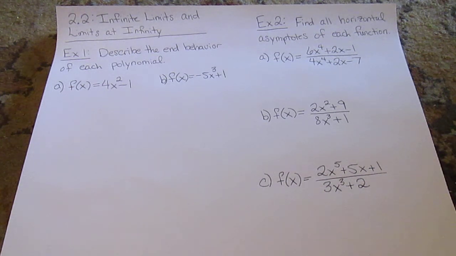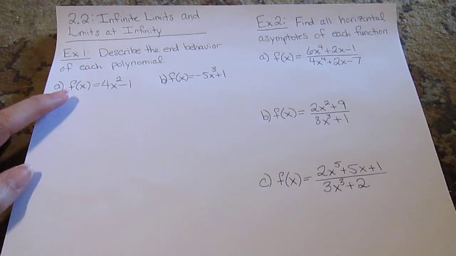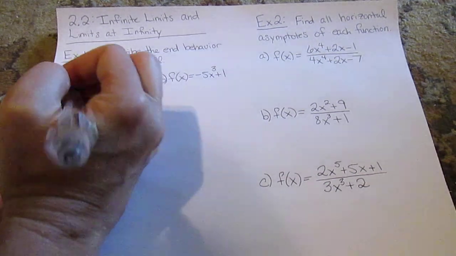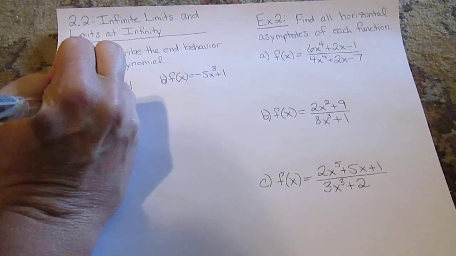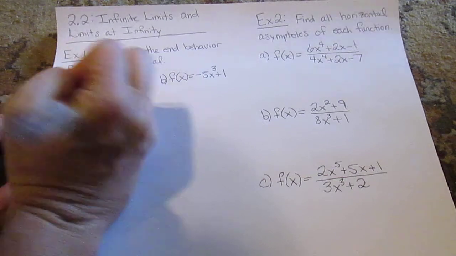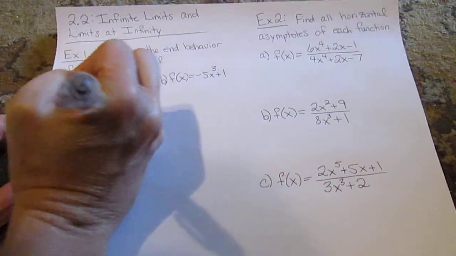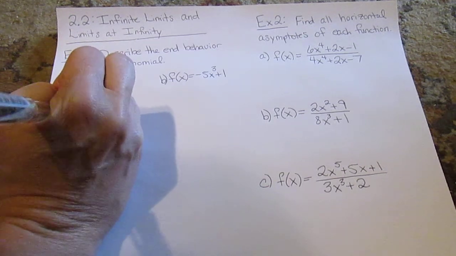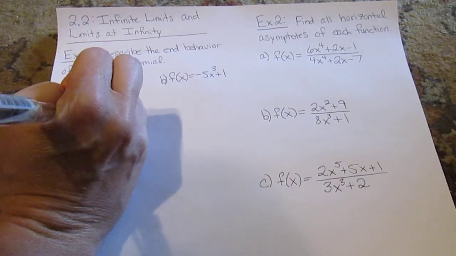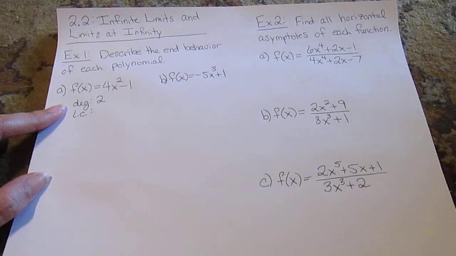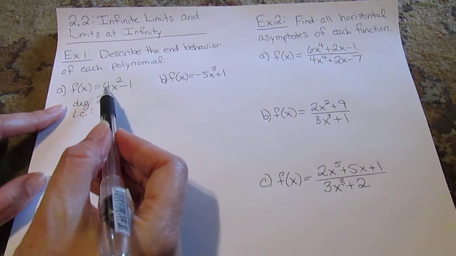The first example we have, describe the end behavior of each polynomial. Well, we reviewed this, so we should remember how to find the end behavior. So let's start by doing that. In the first one, remember you need to look at your degree. And our degree is 2. And we need to look at the leading coefficient. Remember, I like to put LC for the leading coefficient. So my leading coefficient is 4.